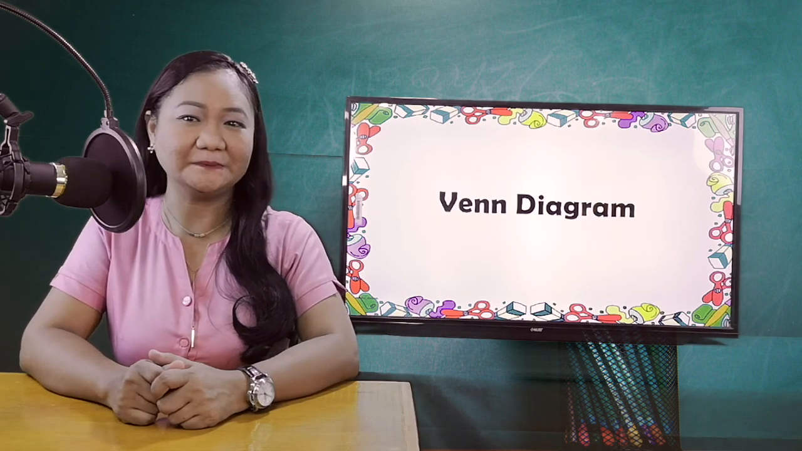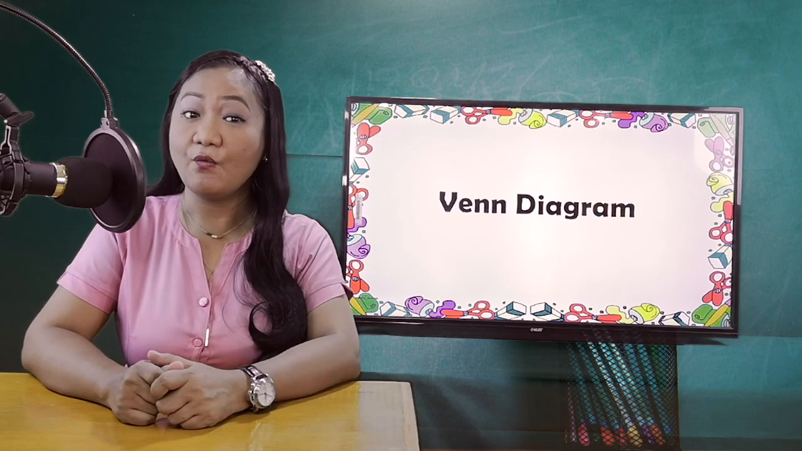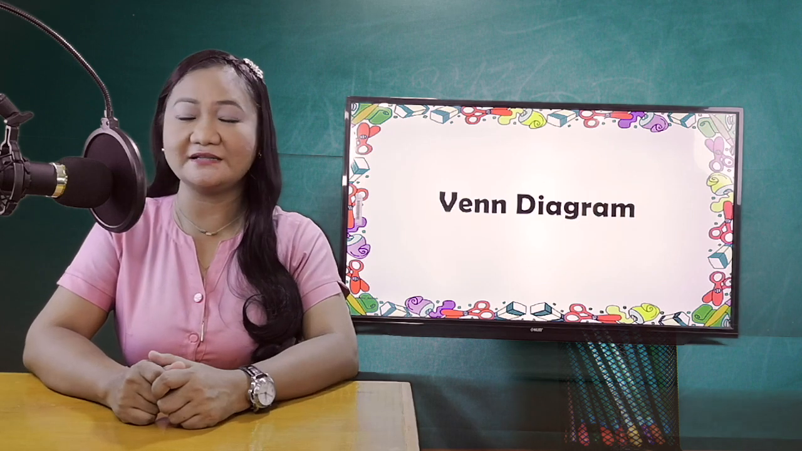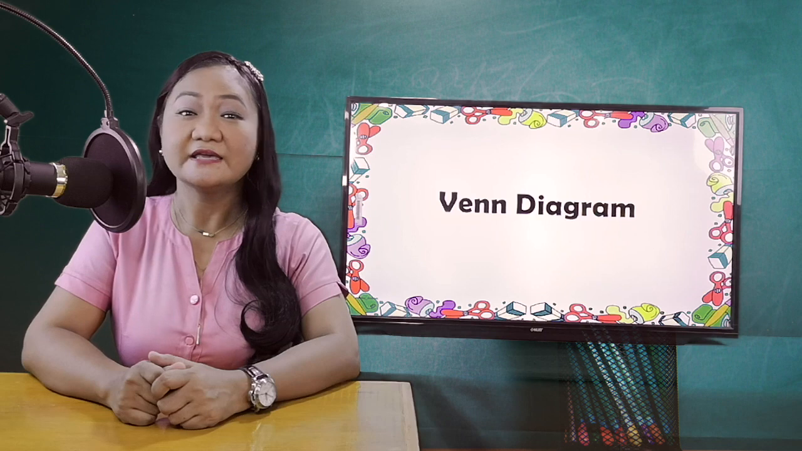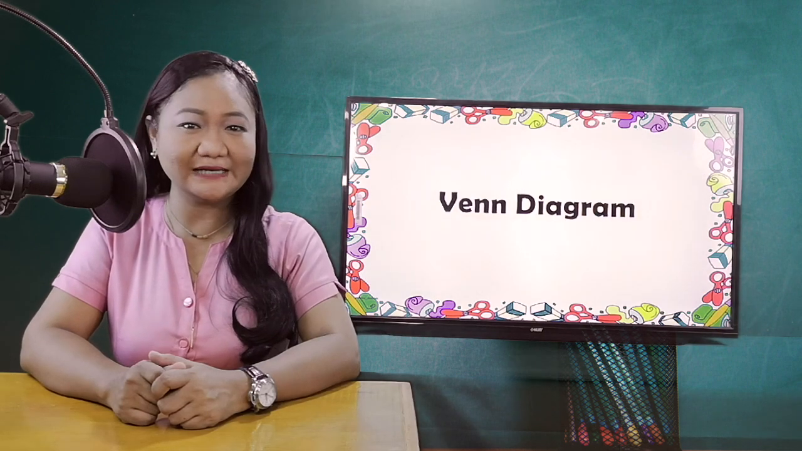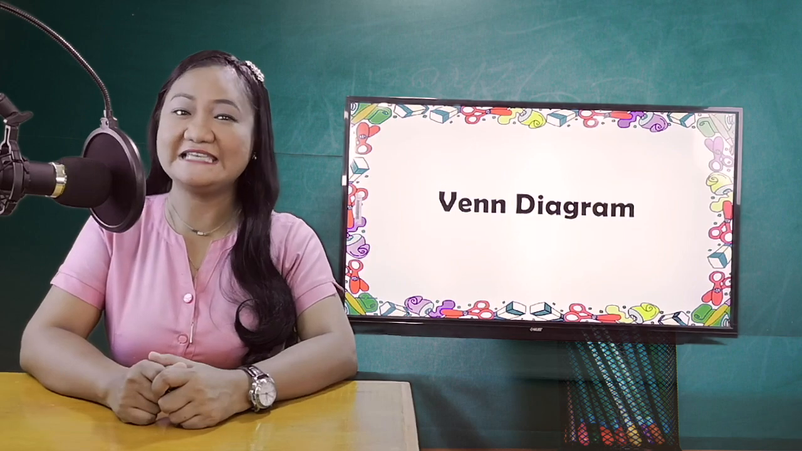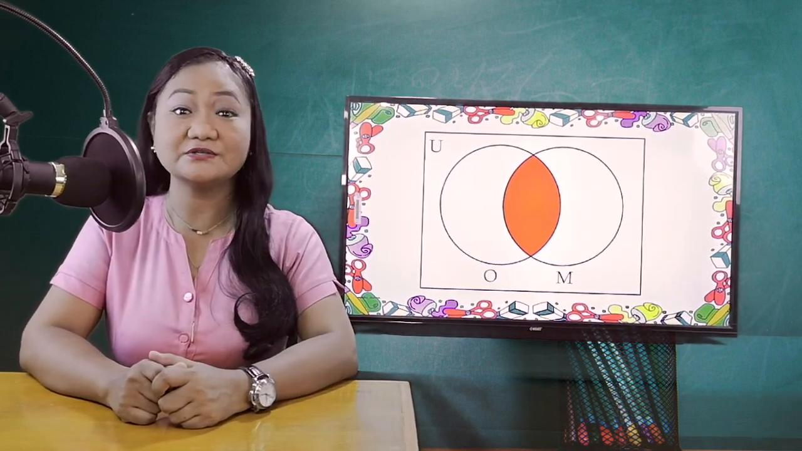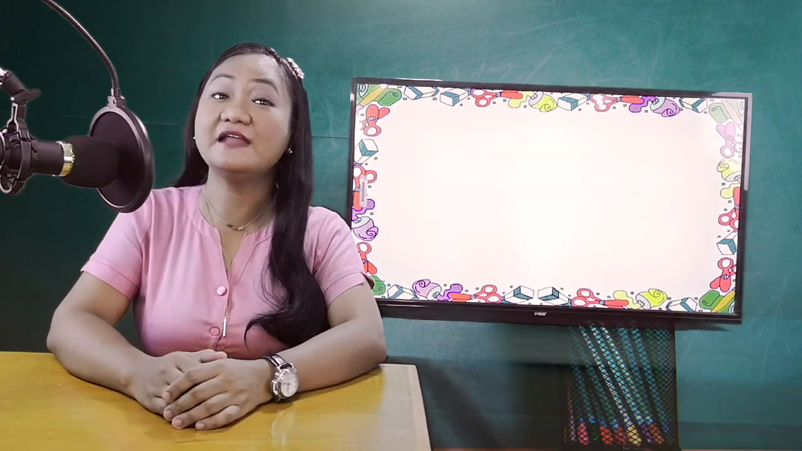From the given problem, we can say that there are two sets being considered, one representing online learning and the other one representing modular learning. Question: can we say that the two sets overlap? Very good! Yes, they overlap, since there are students who chose a combination of the online and modular learning. Now, let's draw the Venn diagram.